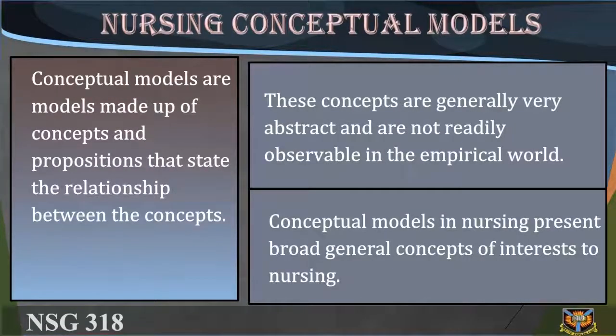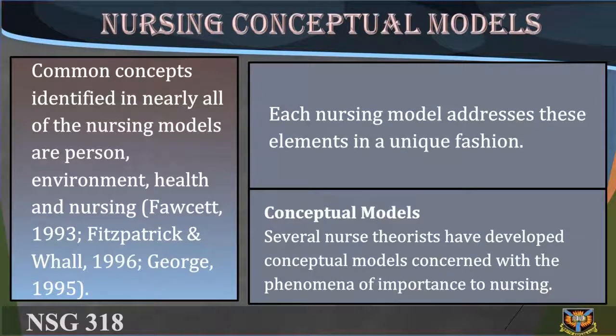Nursing conceptual models. Conceptual models are models made up of concepts and propositions that state the relationship between the concepts. These concepts are generally very abstract and are not readily observable in the empirical world. Conceptual models in nursing present broad general concepts of interest to nursing. Common concepts identified in nearly all of the nursing models are person, environment, health, and nursing.